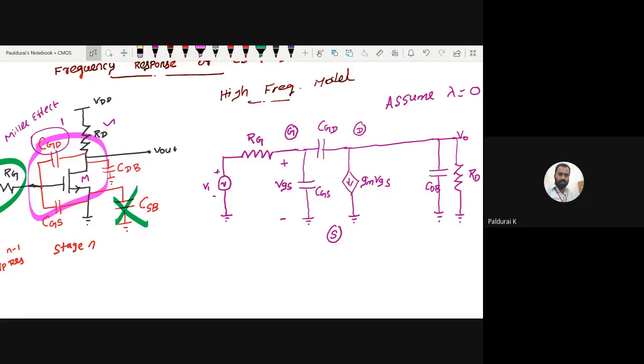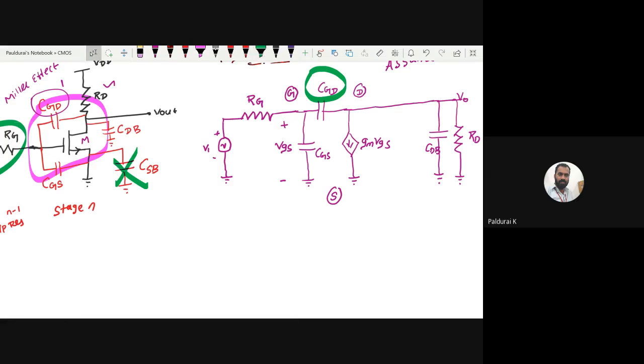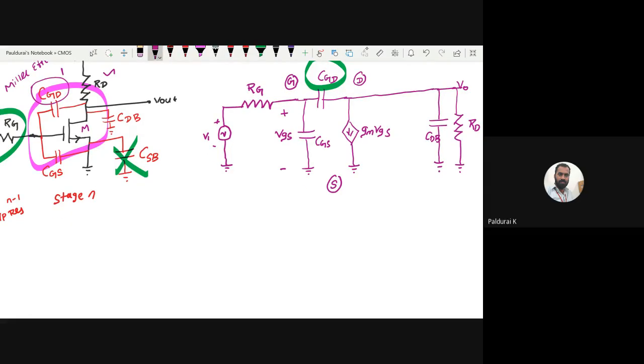Actually the four capacitors, or rather the capacitors have been removed. So now, the next step: out of these three, who will experience this Miller effect? This guy experiences the Miller effect. As per Miller theorem, this capacitor is common between input and output. So it can be replaced by two capacitors, right? So here I am including the Miller effect.